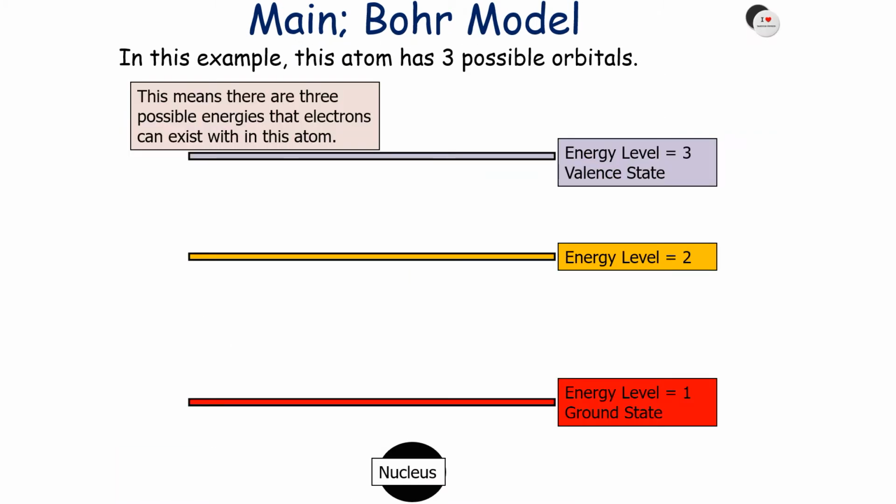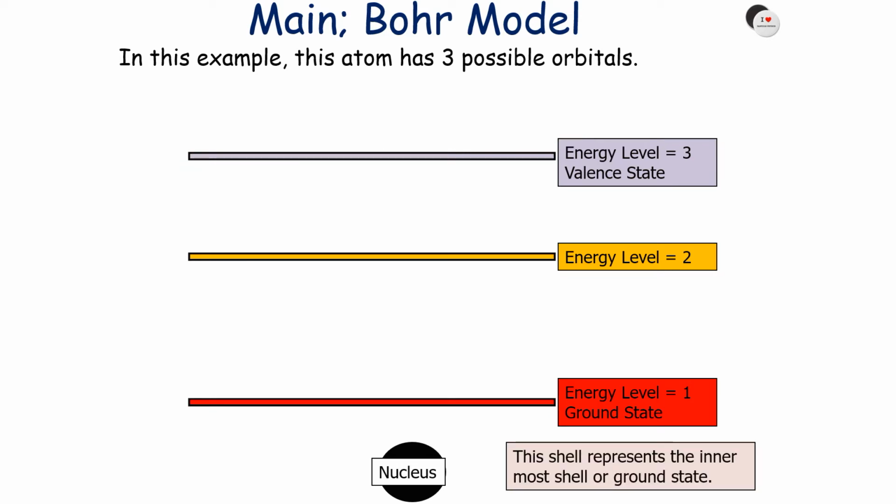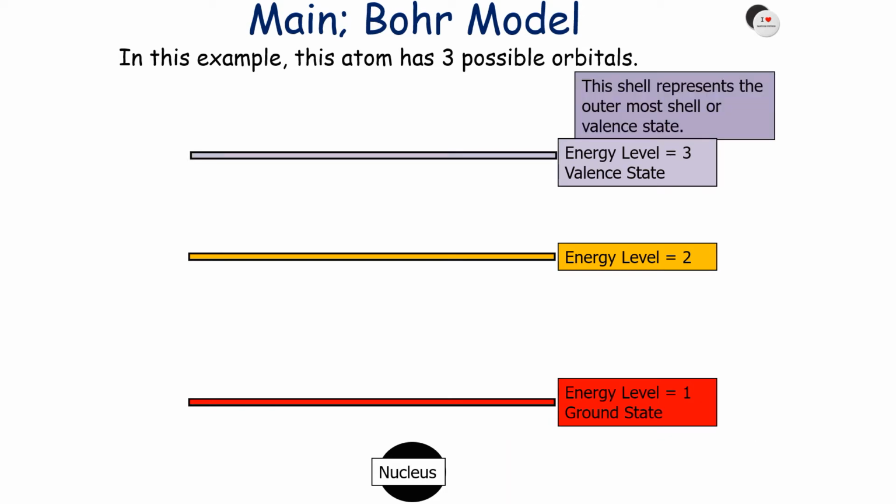So let's look at this particular example. This atom has 3 possible orbitals. So this means there are 3 possible energies that electrons can exist on within this particular atom. So the electron could exist here in energy level 1, or energy level 2, or energy level 3. Now it's important that the shell that represents the innermost shell is called the ground state, and the shell that represents the outermost shell is called the valence state.